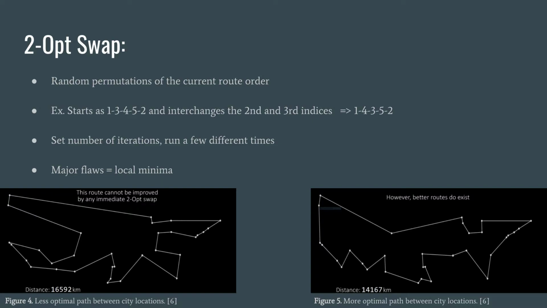This is demonstrated in Figure 4 and 5. None of the routes can be improved with 2-op swaps, however, Figure 5 has the more optimal route. So to negate this, we usually run the 2-op swap method a few times, we average the best route, and then we use that route as the starting route for the next iteration.